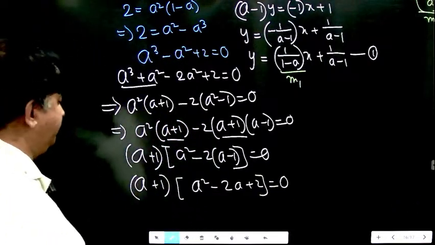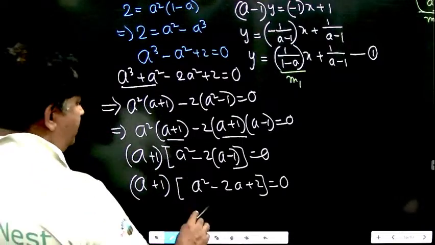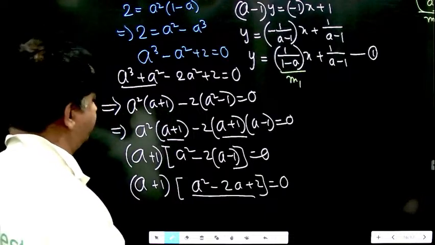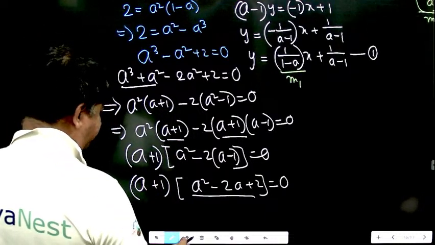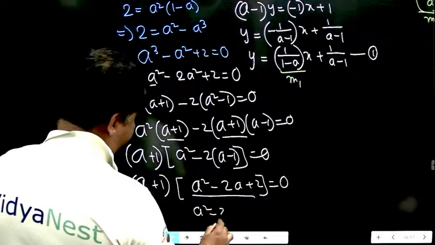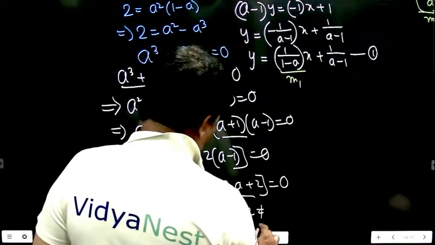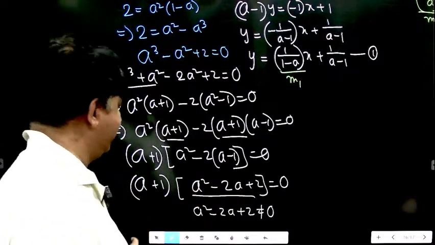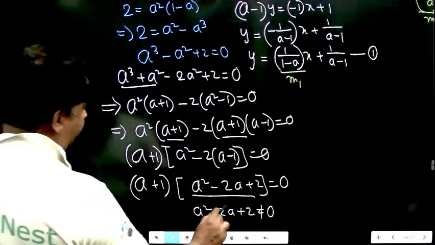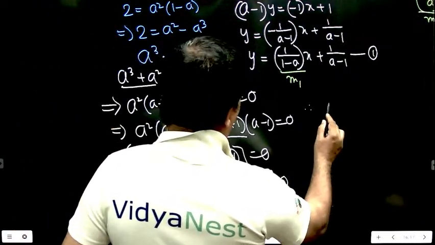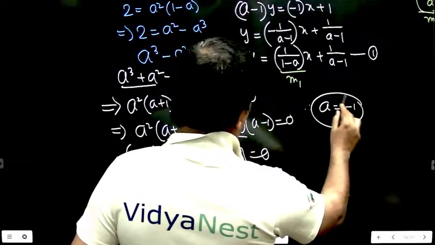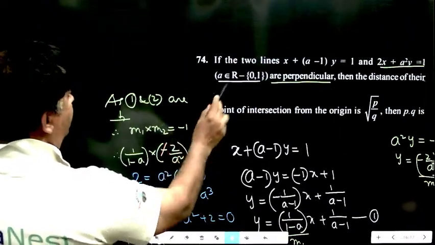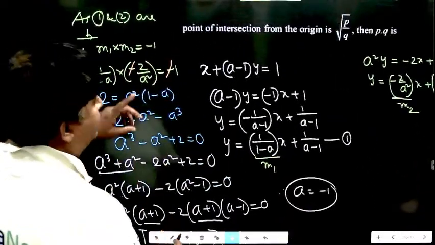Now, this part cannot be equal to 0. Why? Because obviously it is (a minus 1) whole square plus 1 greater than 1. So from here I can say a is minus 1. Now the question is why this condition was given, the exclusion of 0 and 1?